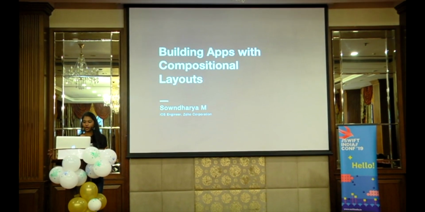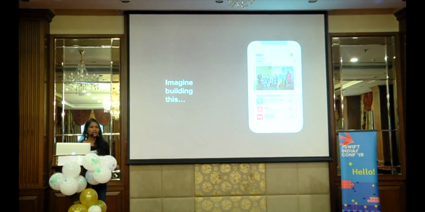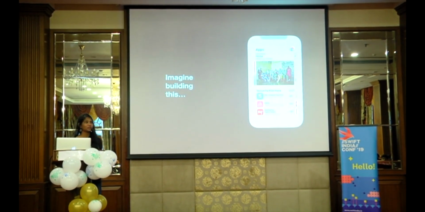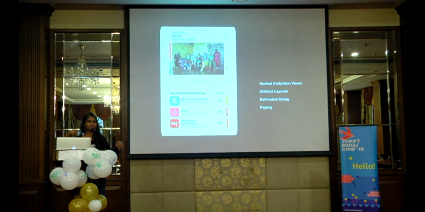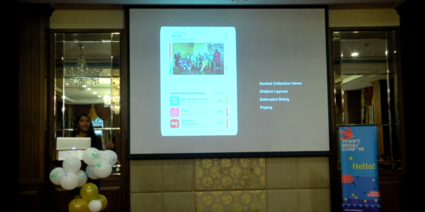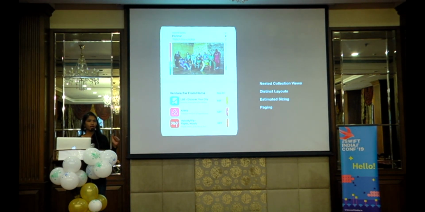Okay, before we move on to the concept, imagine building this layout along with me. What are our main goals here? First, we have the nested collection views because the layout scrolls in both directions. And then, each of the sections has its own distinct layout definition. Our next goal becomes sizing the cells based on the content inside them. And lastly, but most importantly, each section has its own paging behavior.